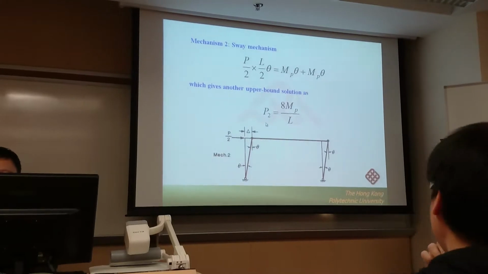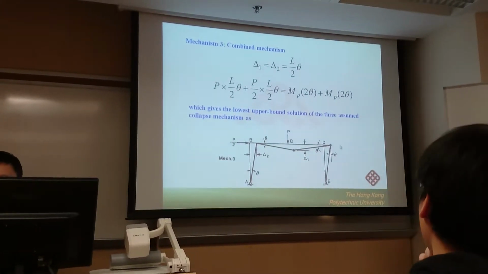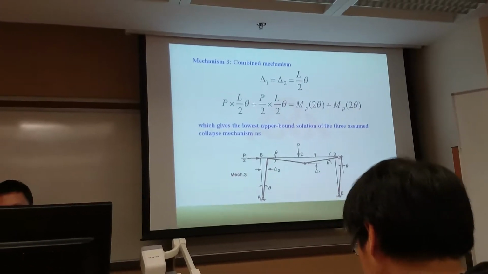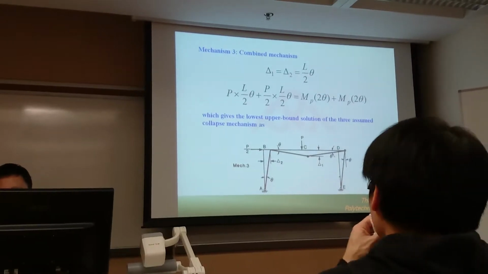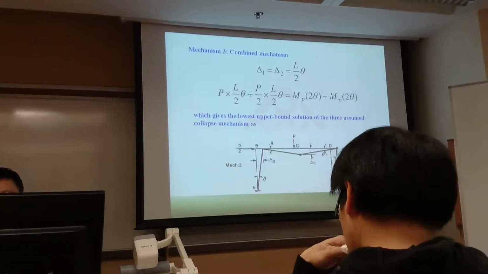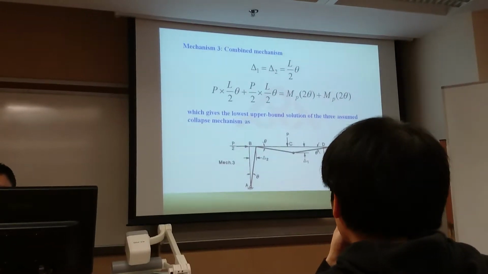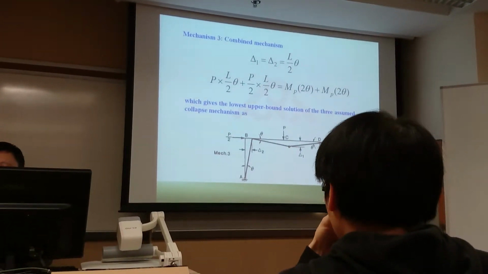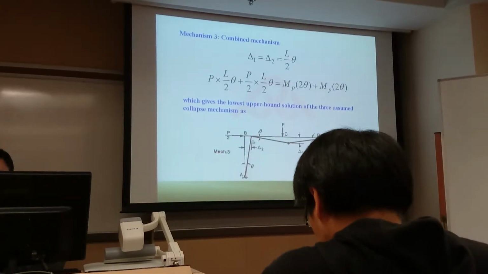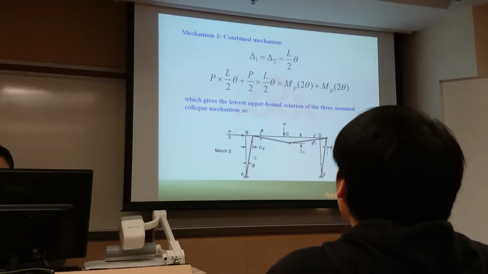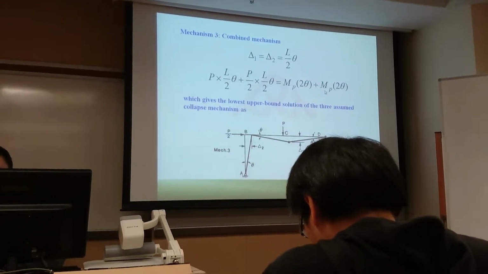From this equation we can obtain P2, and then we also have a combined case. Actually we have 2 combined cases, but the result obtained from the 2 combined cases will be the same. So we just need to analyze one case. Here we assume the left connection is a rigid connection, so it's easy to obtain the external energy and the internal energy.